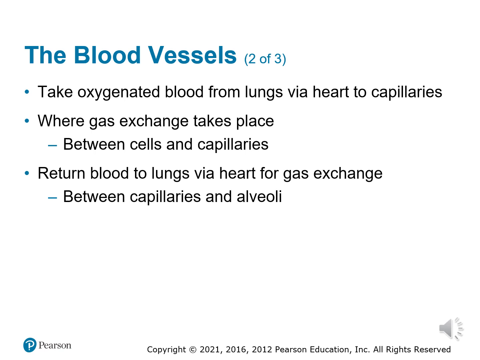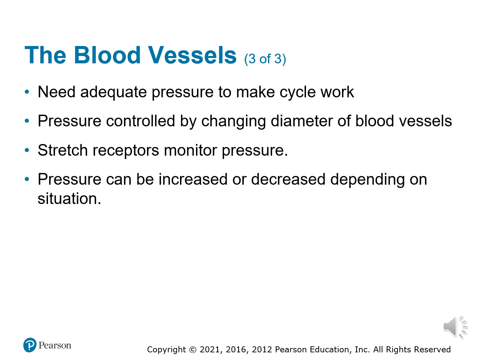And the return of blood to the lungs via the heart for gas exchange is between the capillaries and the alveoli. So you need adequate pressure to make the cycle work, and pressure is controlled by changing the diameter of the blood vessels. The stretch receptors monitor the pressure, and the pressure can be increased or decreased depending on the situation.